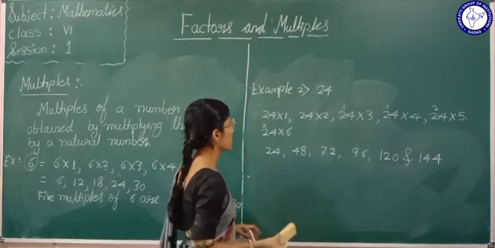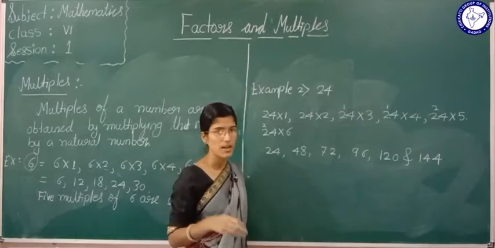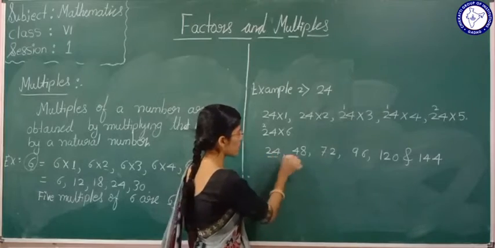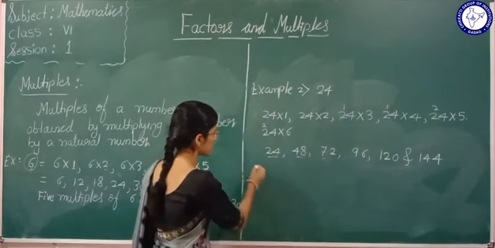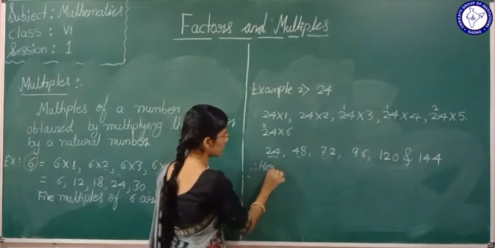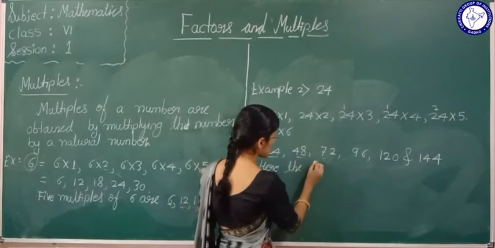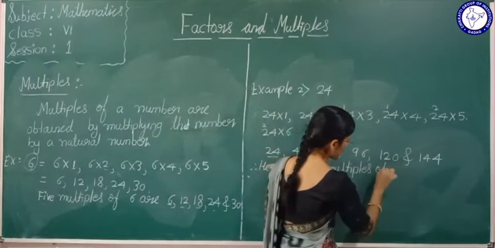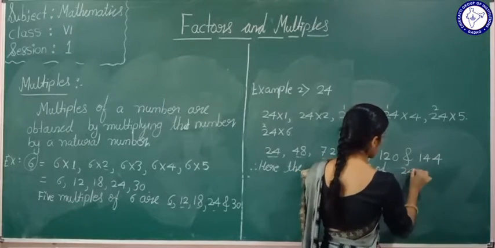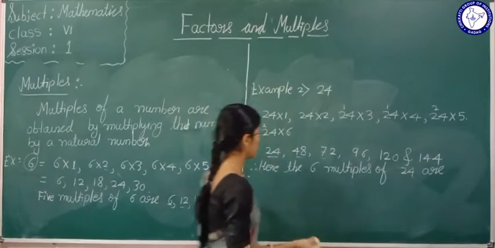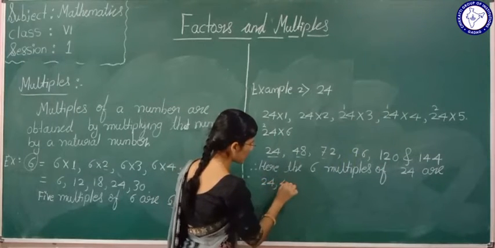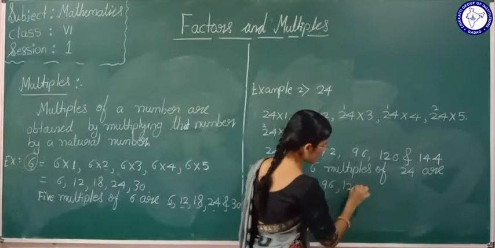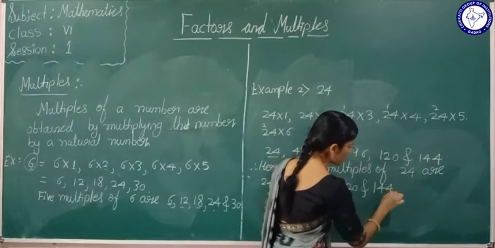Now see here, I said only 6 multiples. I told you to find the 6 multiples of 24. Okay, we got the 6 multiples of 24. Yes or no? See how we conclude. Here the 6 multiples of 24 are 24, 48, 72, 96, 120 and 144.